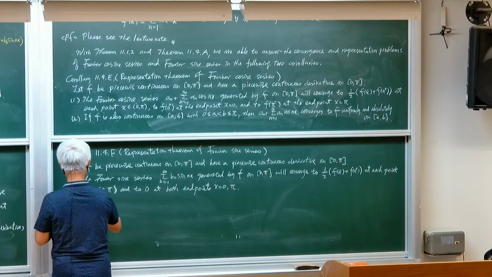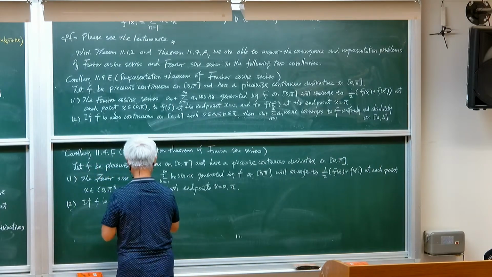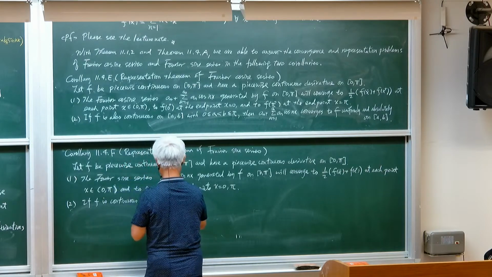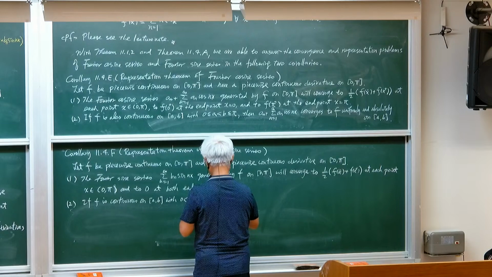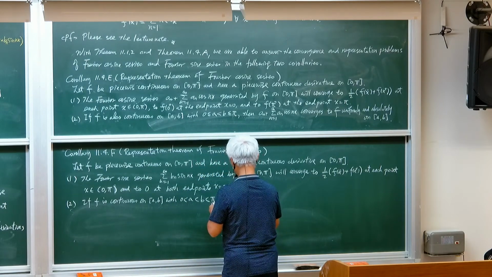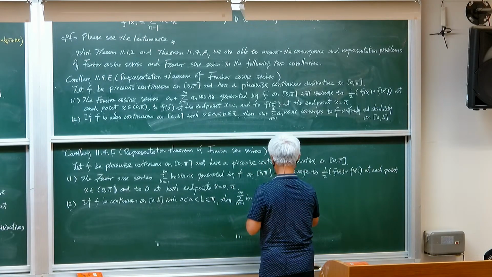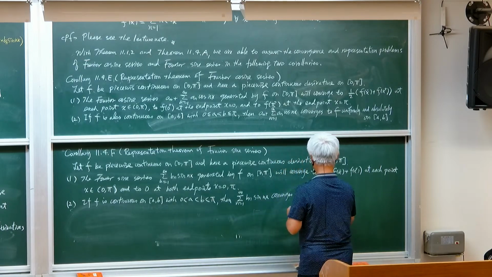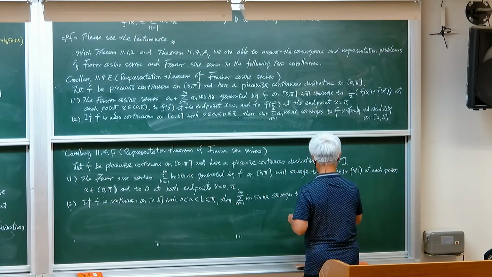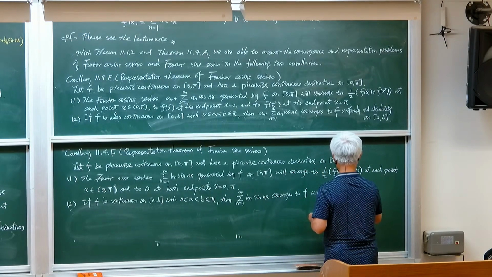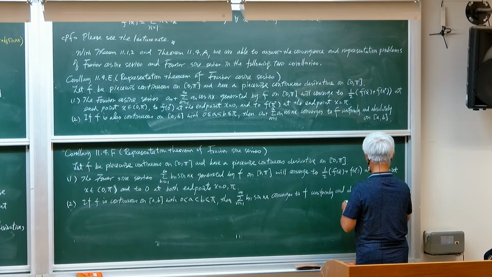Second, if f is continuous on [a, b] with a greater than 0 and b less than pi, then the Fourier sine series converges to f uniformly and absolutely on [a, b].